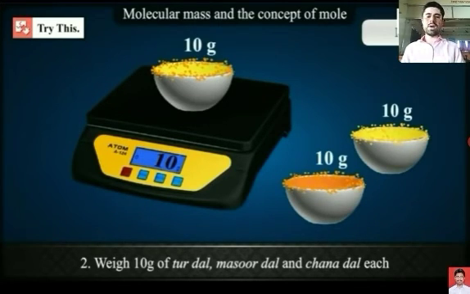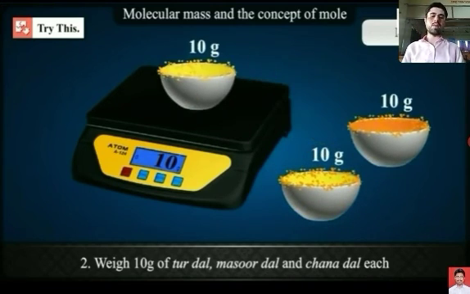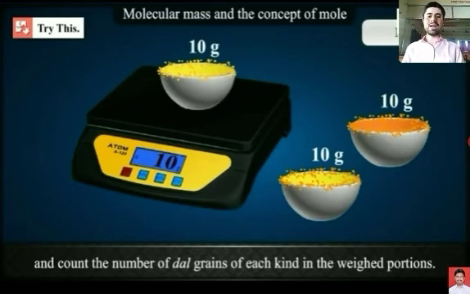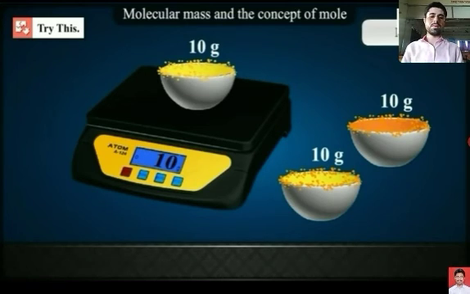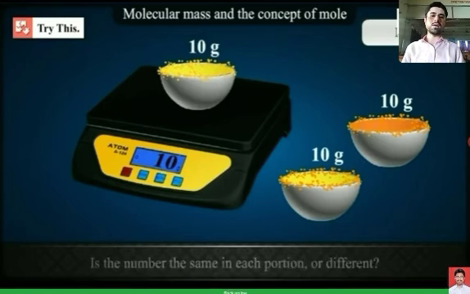Again, we are going to weigh 10 gram of tur dal, 10 gram of masoor dal and 10 gram of chana dal each, and we are going to count the number of dal grains of each kind. Dal grains means the number of grains present in that dal individually. Is the number of dal grains the same in each portion or different? This is how we are going to answer this second point.